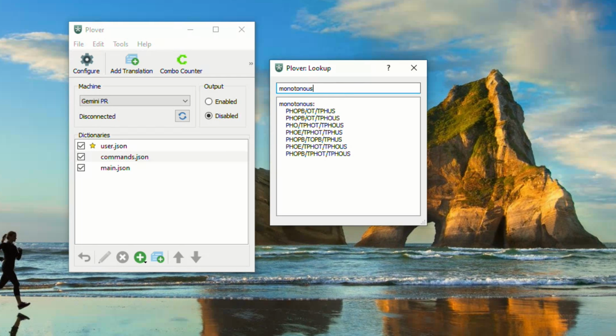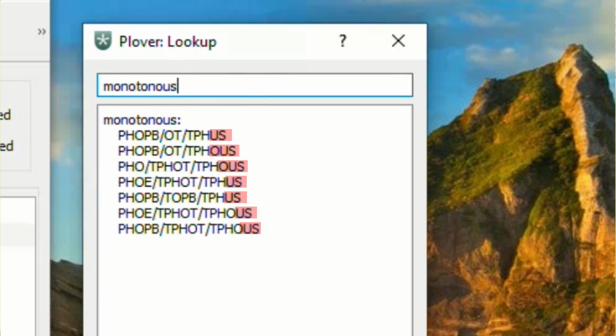First of all, what's going on with OUS versus US? Is one of these more correct than the other? If you said yes, you'd be right. It turns out that OUS is preferred over US in the main dictionary. However, this isn't in any of the learning resources. You just have to learn this yourself.